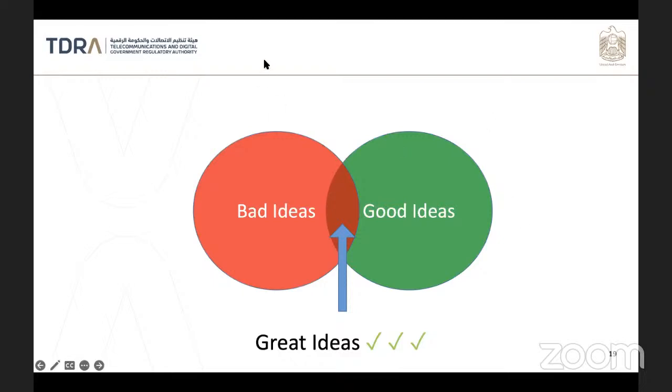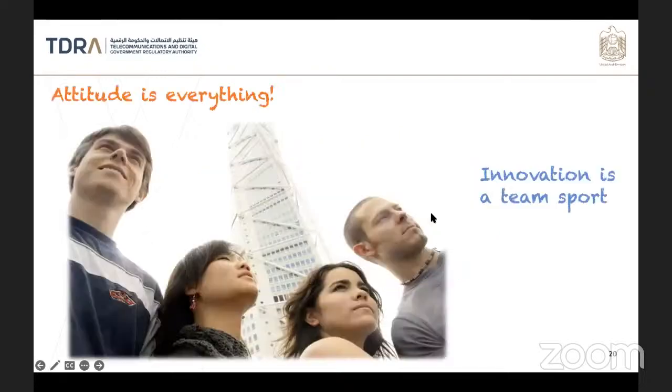Okay, so let us now think about how we get ideas. Innovation is a team sport. It needs a lot of people to think together. But here, attitude is everything. Think about those people. If this is a team, what is the problem of those people? Look at the photo. What is their problem? I'll give you a hint. Look, where are they looking? Are they all looking in the same direction?